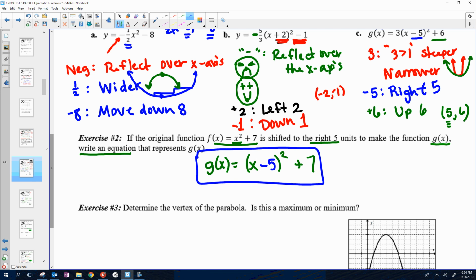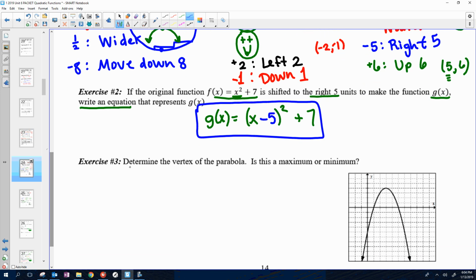There's our new function. Picture that. Determine the vertex of the parabola. Vertex of the parabola. So I'm going to look over here. I see it. Let me count it out. I believe the scale is 1, 2, 3, 1, 2, 3, 4. So I think it's at 3, 4. There's my vertex. Vertex 3, 4.